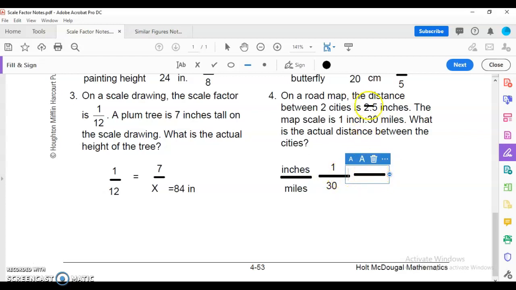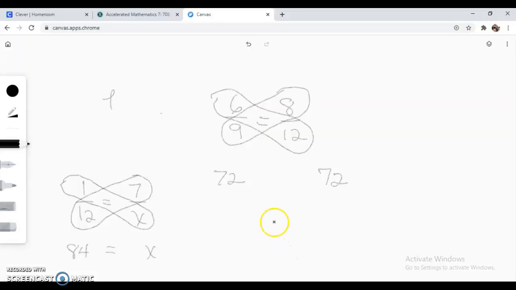Alright, so now it's going to be what? Well, my inches is 2.5. So I'm going to put my 2.5 up top. And I don't know what the actual distance is, so I'm going to put x. So now that's my scale factor. 1 over 30 equals 2.5 over x. So let's go over here. 1 over 30 equals 2.5 over x.